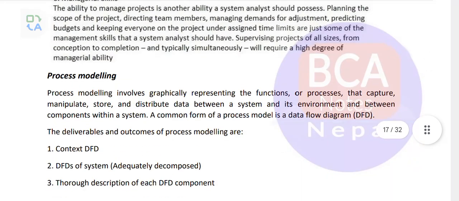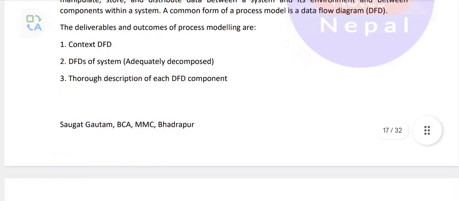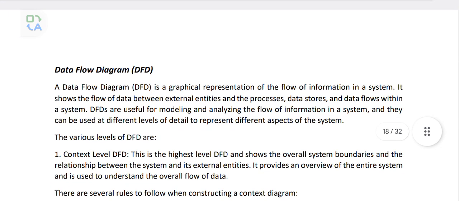Process modeling involves graphically representing the functions or the processes that capture, store, manipulate, and distribute data between the system and the environment and between the components within the system. The common form of the process model is the data flow diagram. The context DFD and the system adequately decomposed through the description of the DFD components, data flow diagram.